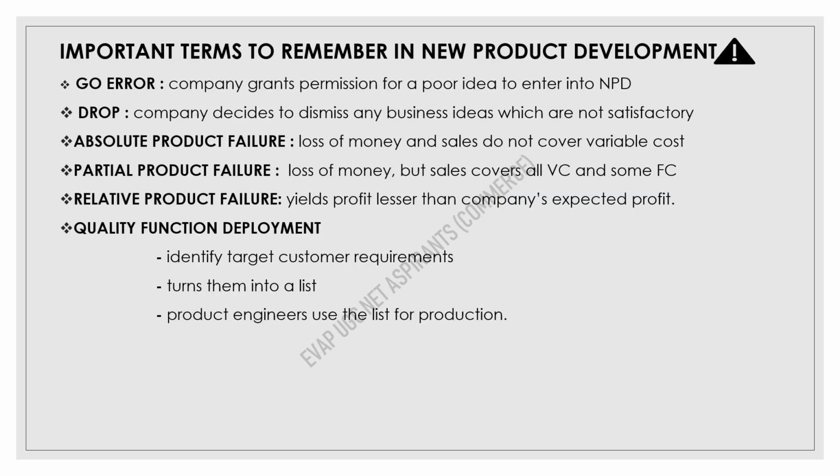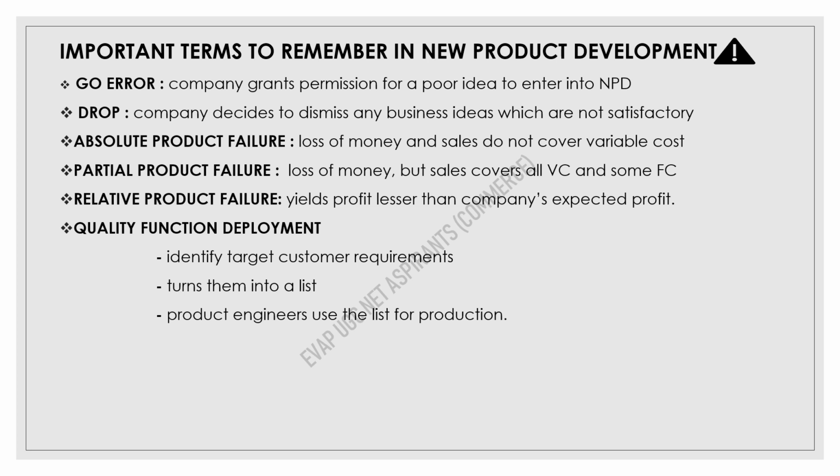So we have to learn some important terms in new product development. So let us see what are they. First one is GO error. So what is GO error? In GO error, company grants permission for a poor idea to enter into new product development. So that is called GO error. Next one is drop. So when a company decides to dismiss any business ideas which are not satisfactory, the idea will be dropped.